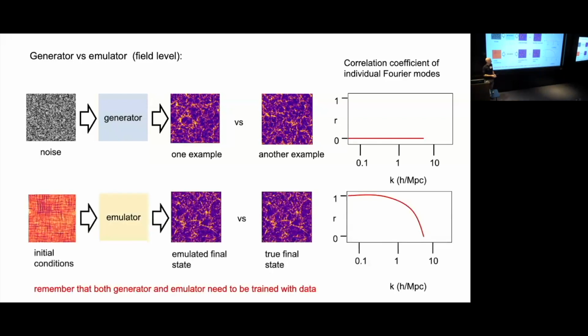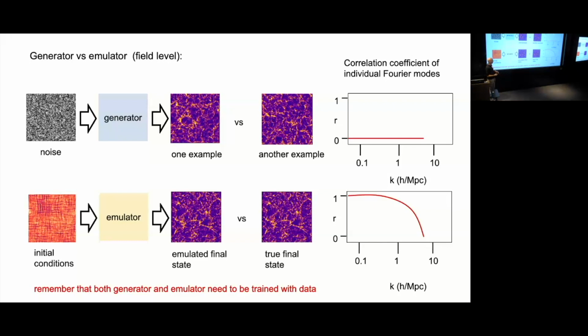An emulator wouldn't start with noise, it would start with something, initial conditions, and then you get some emulated final state, which you can then compare to the true final state. And again, this is something that we've seen before. Here, the correlation coefficient of the Fourier modes on large scales generally is pretty good, and then it gets worse as the emulator has trouble dealing with smaller scales, right?